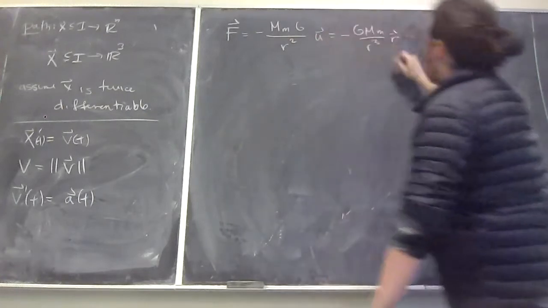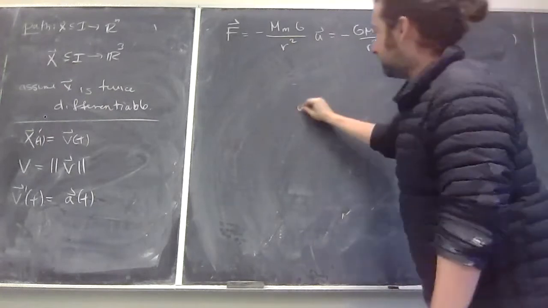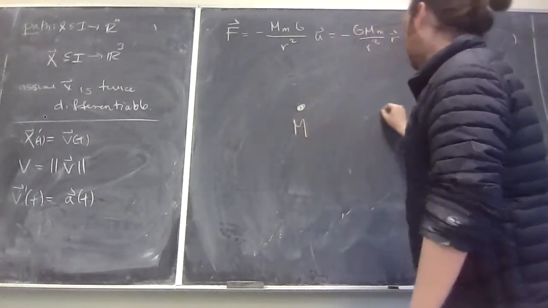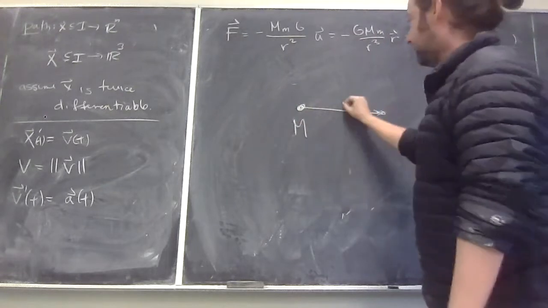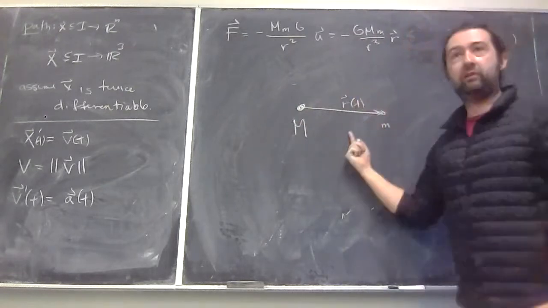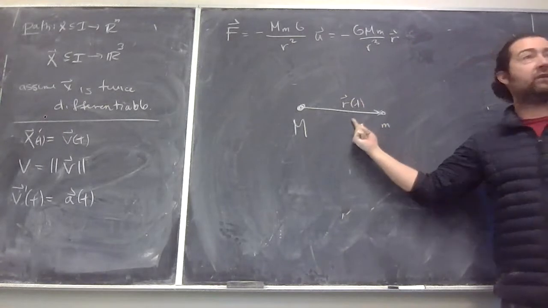These are vectors. The idea here is that you have an object of mass M and an object of mass little m. The r vector is the vector that connects them. It is a function of time. As this thing moves, this vector moves.